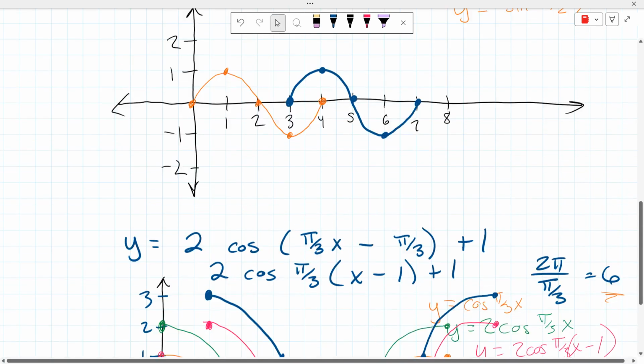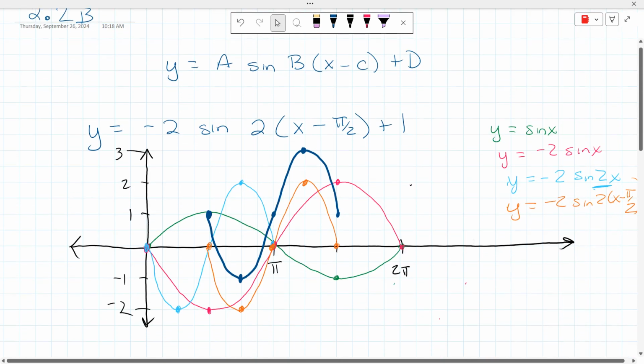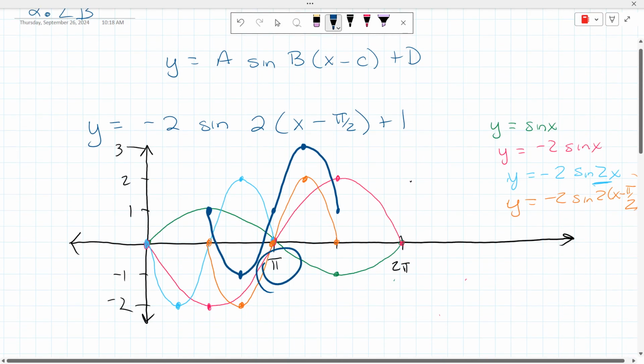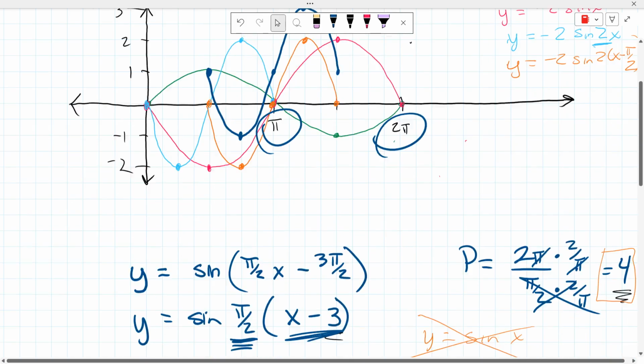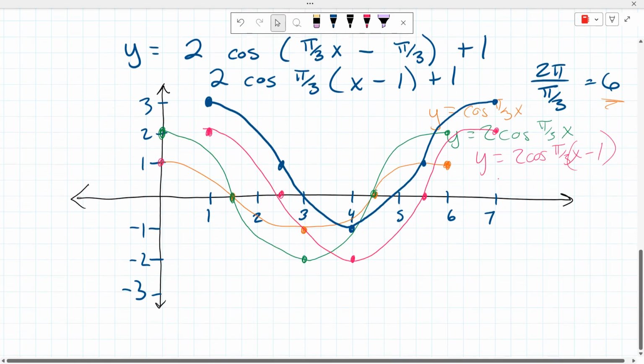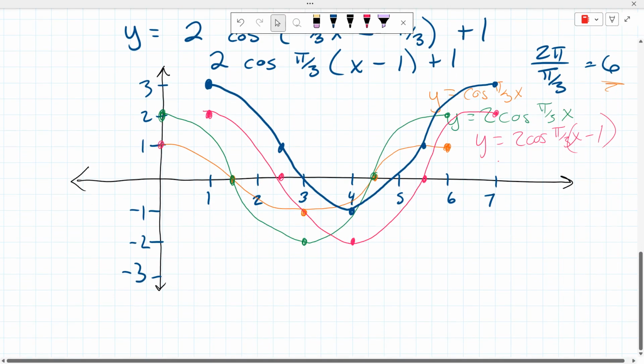So most of your problems will be like this, where you're on a normal axis, but 2 of them will be this crazy stuff where you're on whole numbers. Okay?